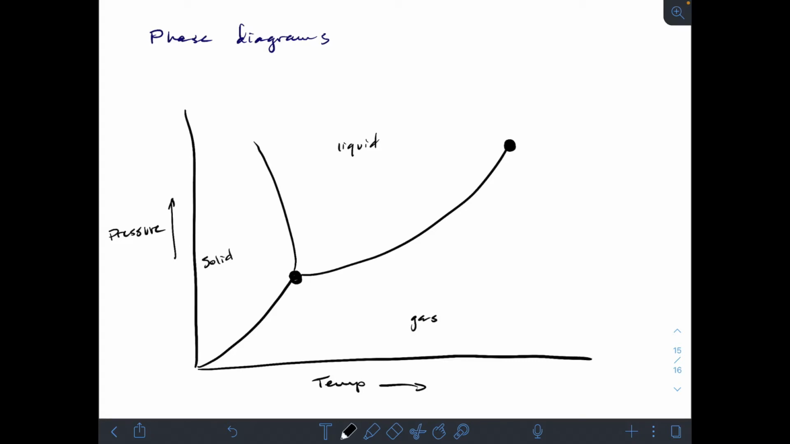All right, our next topic on chapter 12 are phase diagrams. Okay, and a phase diagram is used to show the pressure-temperature relationship of all the different phases of a particular compound or element or what have you. So they're divided up into the different phases: solid, liquid, gas. And it goes clockwise.